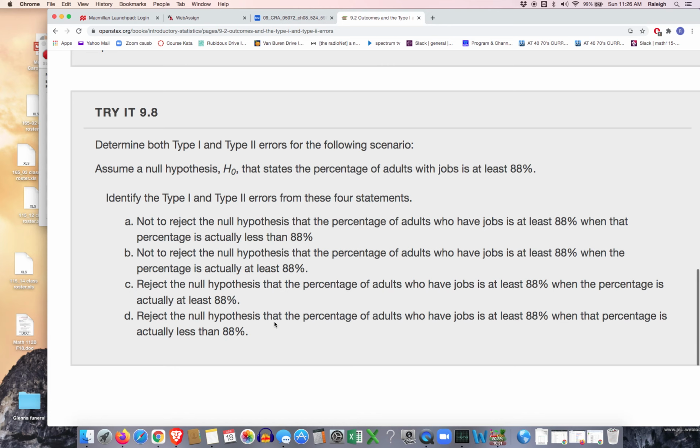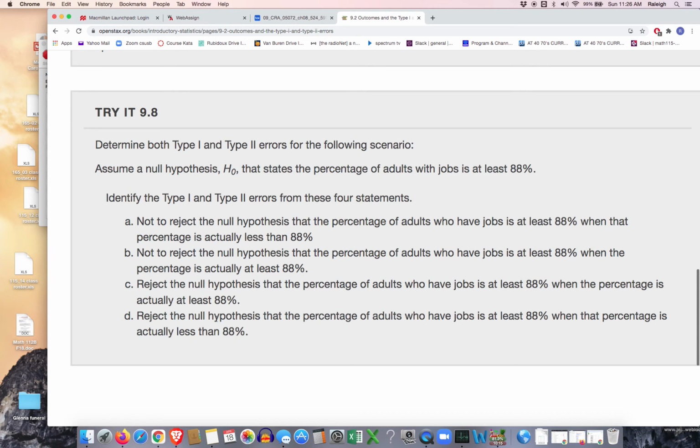I may have to think about that a little bit. So we do have type 1 says reject H0, and H0 is true. So H0 is true, and we are rejecting it, and it is true, at least 88%. So C is the type 1 error.